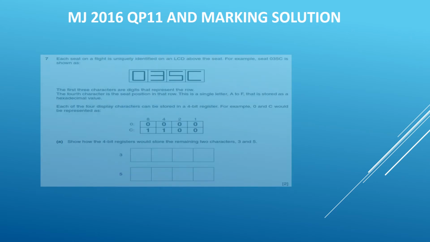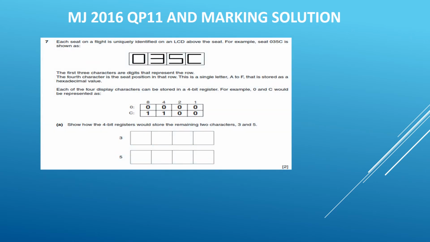To get a grip over the concept that we have revised, I have taken a question from past paper year 2016. Question paper variant is 1-1. This is question number 7. It says, each seat on a flight is uniquely identified on an LCD above the seat. For example, seat 035C is shown this way.